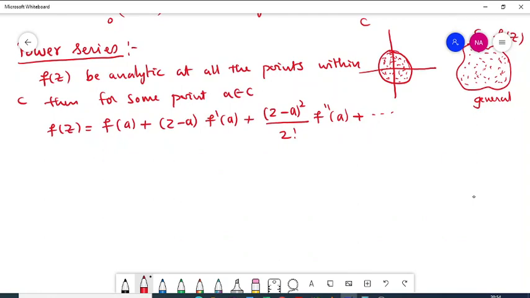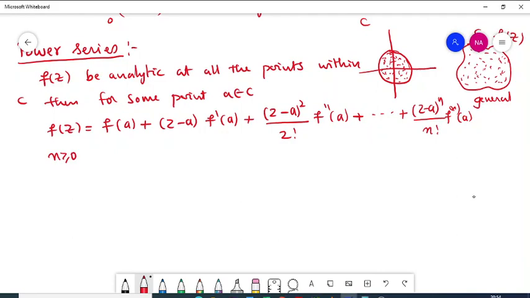See, this is valid if the function is analytic at all the points within a circle, as a particular case, and generally you have to consider a smooth curve. Now see, the speciality of this is the general term of this series: z minus a whole power n divided by n factorial into the nth derivative at a. N will be greater than or equal to 0. N won't be negative.